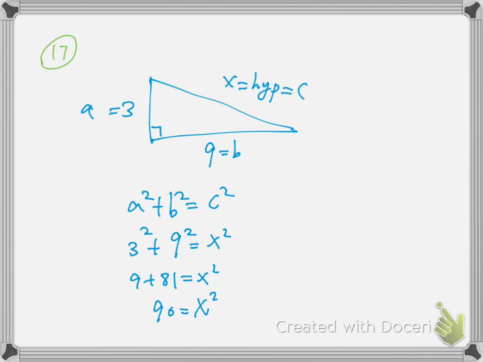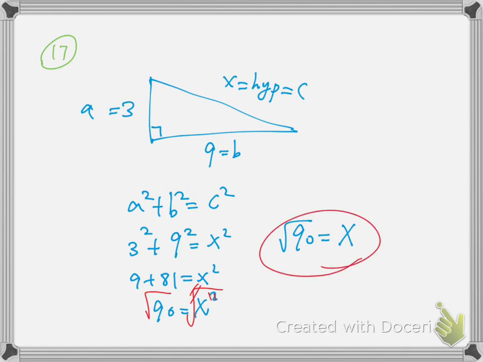Right, 90 is x squared, and then you take square root. The square root of 90 is x. When you take square root on both sides, the second power and this radical sign cancel each other, right? So last step, take square root. That's the answer. And you can simplify radical 90 as 3 radical 10 if you can, or if you have time, okay?